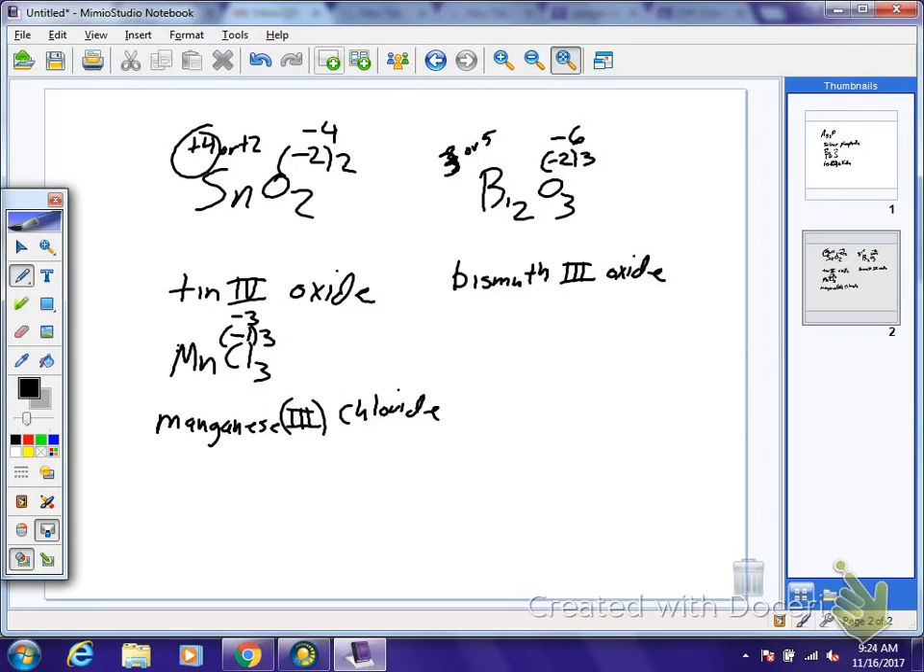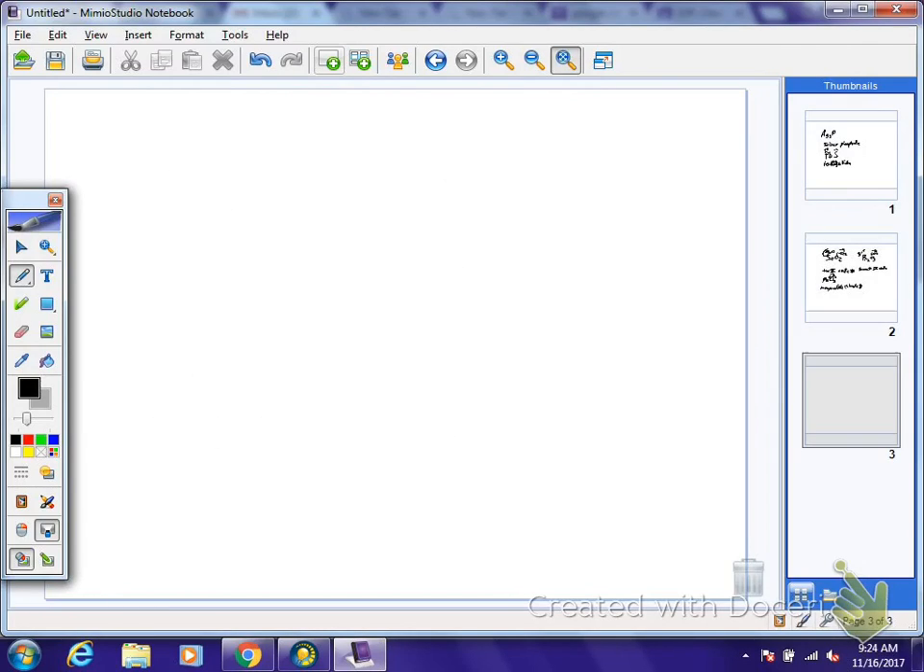Any questions with that? So there was a fair number of you putting numbers behind. Down here you put a 2. You don't need to do that. You're putting 1 behind there. Don't need to do that. Don't have to put those in. And remember, Roman numerals just represent charges.